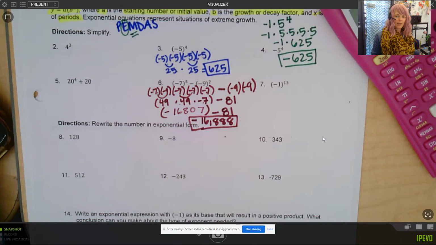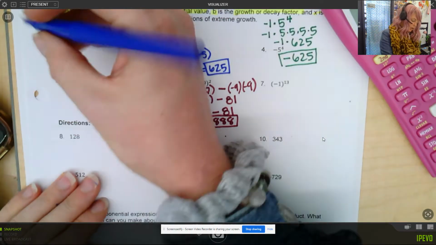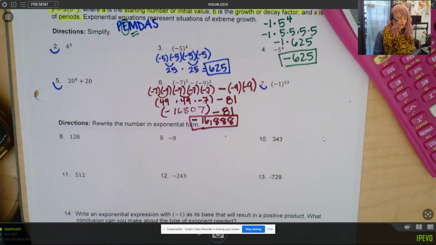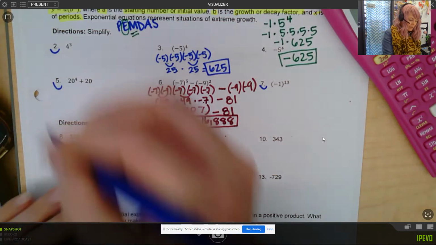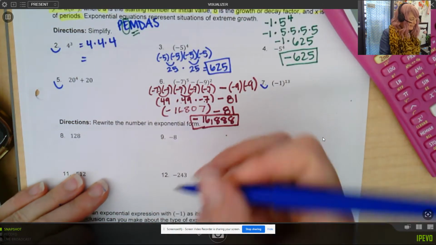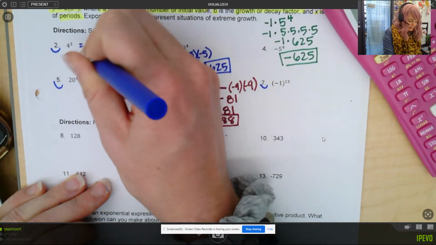Excellent. Take a moment, pause the video, and finish 2, 5, and 7. Okay, let's see how you did. 4 to the third power, maybe you already knew, but it's 4 times 4 times 4. 4 times 4 is 16 times 4 is 64.